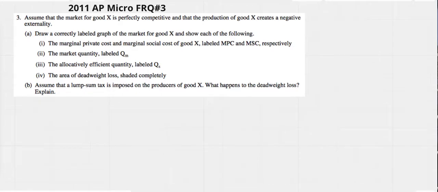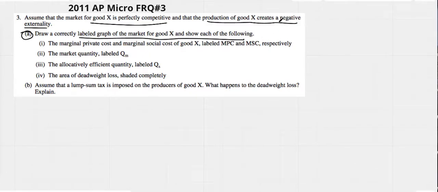Here, 2011 AP Micro FRQ number 3. This is obviously an externality question. The good is perfectly competitive. The production of the good creates a negative externality. Draw a correctly labeled graph of the market for good X and show each of the following.